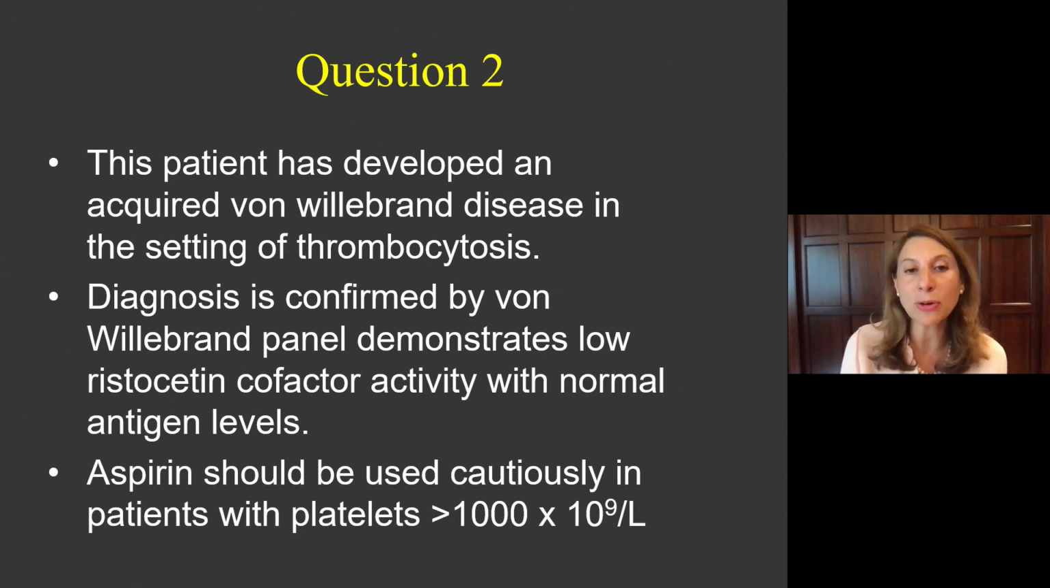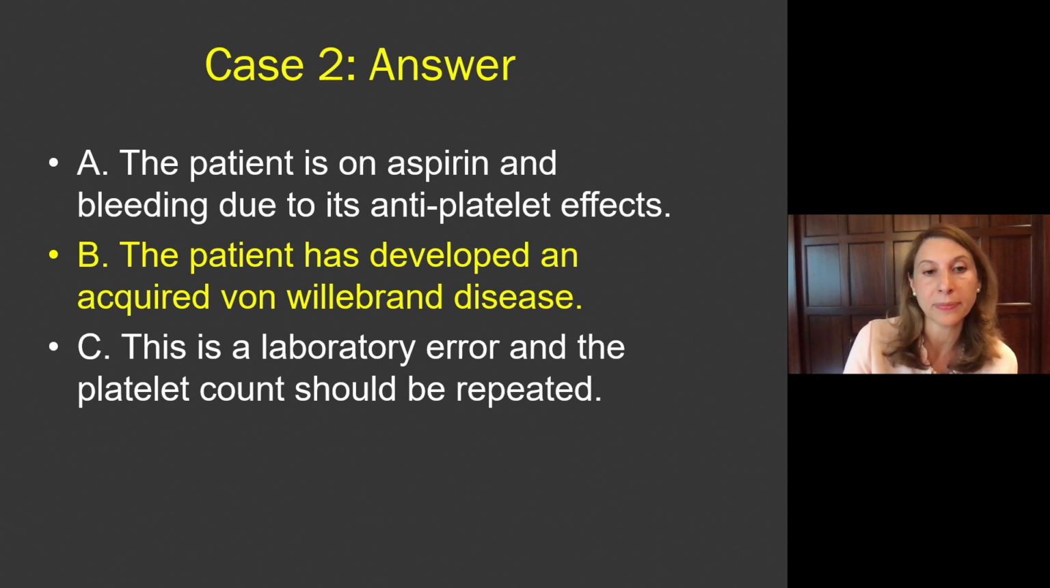So you can diagnose this by confirmation via von Willebrand panel, which will demonstrate low ristocetin cofactor activity and normal antigen levels. And of course, in these patients, that's why we need to be very, very careful when the platelet count gets over 1 million. We should consider that this could occur, and we should think twice about using aspirin when the platelet count is this high. So the answer for case 2 is correct: B, this patient has developed an acquired von Willebrand disease.